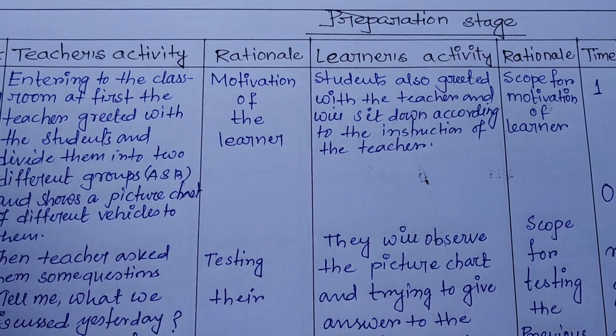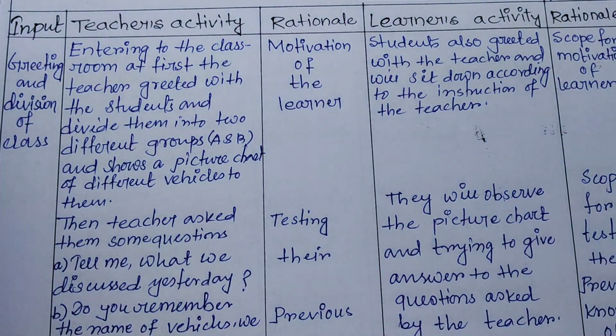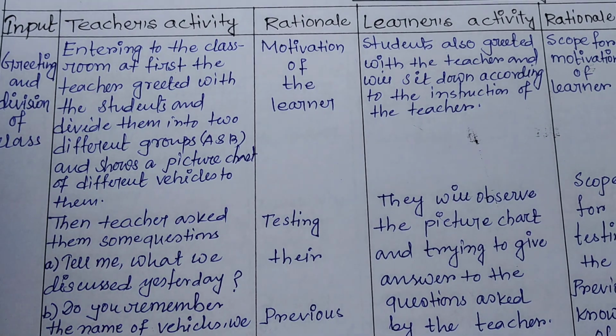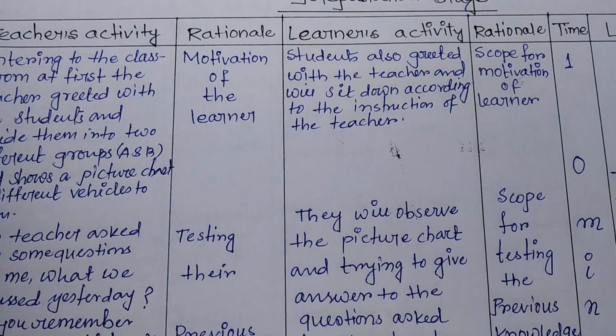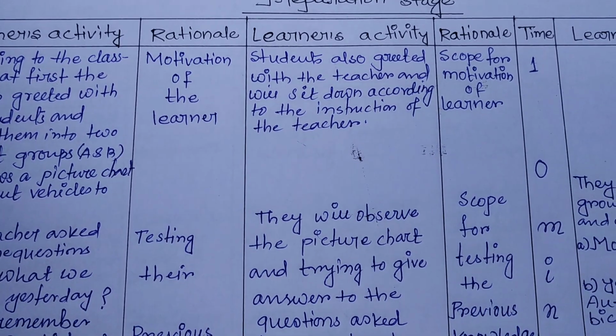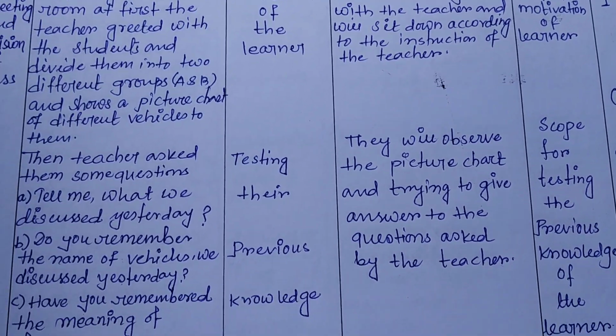Then preparation stage: greetings and division of class. Entering the classroom, at first the teacher greets the students and divides them into group A and group B and shows a picture chart related to the topic. Motivation of the learner: students also greet the teacher and follow the teacher's instructions. Scope for motivation of learner.